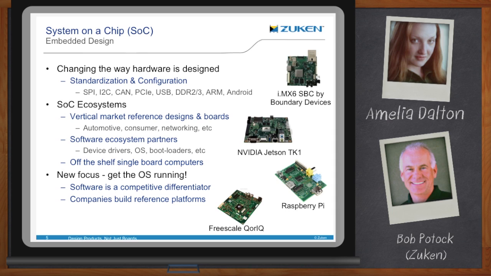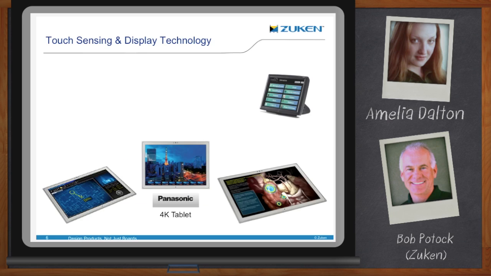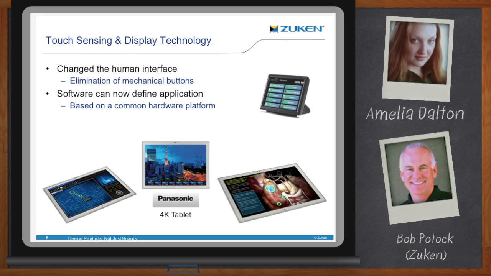Okay, so you also mentioned touch sensing and display. Wait a second, I gotta update my Facebook status on my smartphone. Well, touch sensing and display technology is probably one of the most visible and more pervasive technologies that we're seeing. It really changes how the product interacts with you and I, as you were talking about with Facebook and your phone. So we've essentially eliminated mechanical buttons. We've replaced that with touch screens, and now the software is defining the application. So a fairly generic product can be used in a number of different applications. This goes back to the SoC, common hardware platform story.